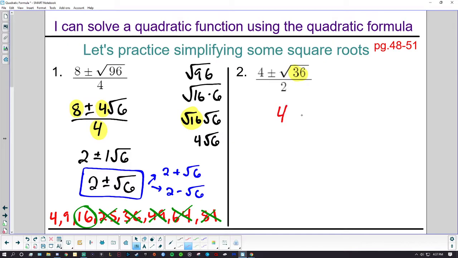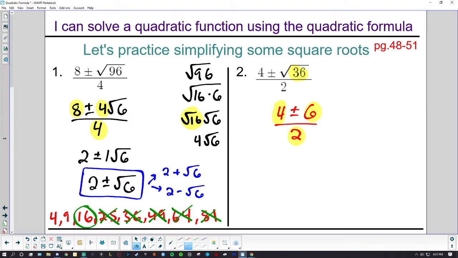So we have 4 plus or minus 6 over 2. Just like before, even though there's no more square root, I'm going to see if I can simplify. So I'm going to highlight my 3 numbers that aren't under the square root, because we have no square root, and I'm going to ask myself, can I divide all of these by anything? And I can. I can divide 4 by 2, 6 by 2, and 2 by 2.